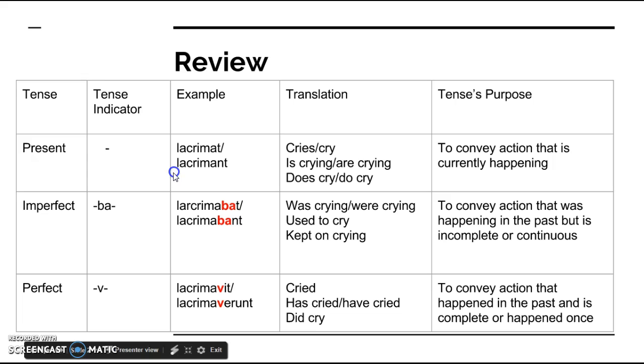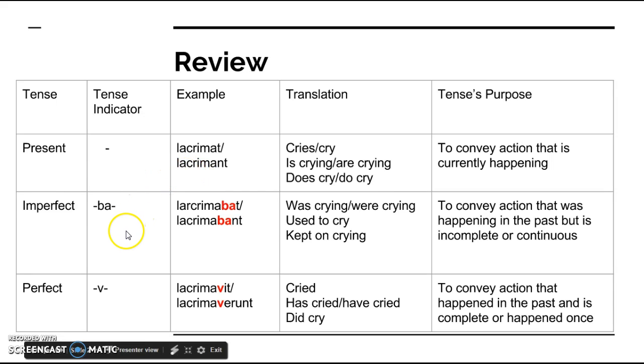So let's go. I'm going to start by reviewing. So far, we know 3 different tenses in Latin. We know the present tense, we know the imperfect tense, and we know the perfect tense. I'm not going to go through this entirely, but I do just want to point out that in Latin you can tell different tenses by tense indicators. Present has no tense indicator. This is just what you see generally in your vocab list.